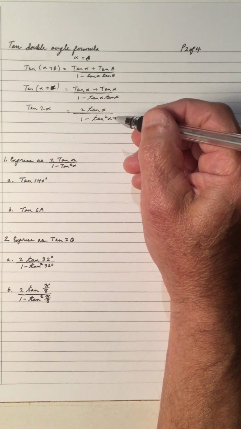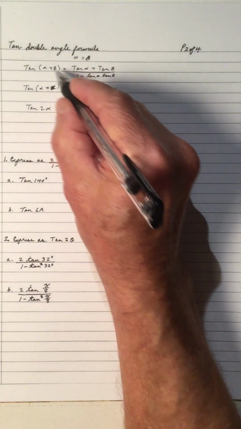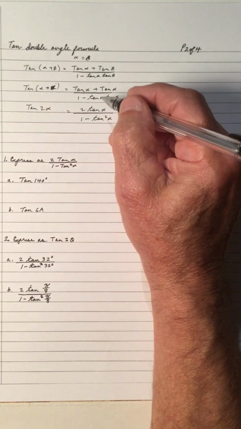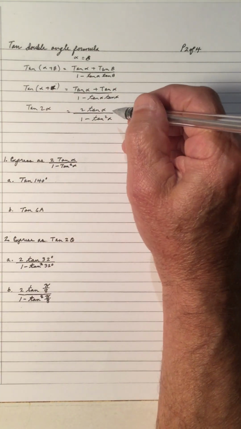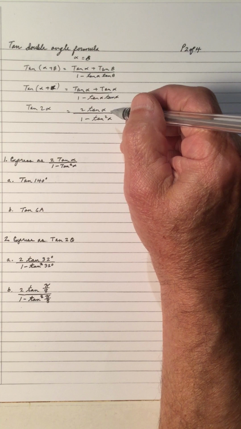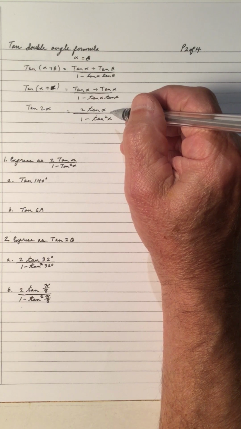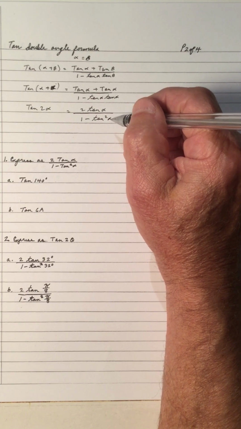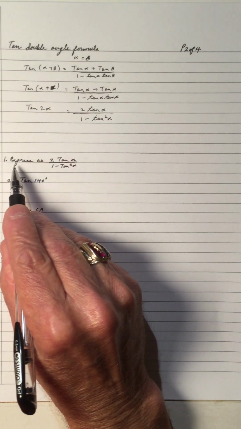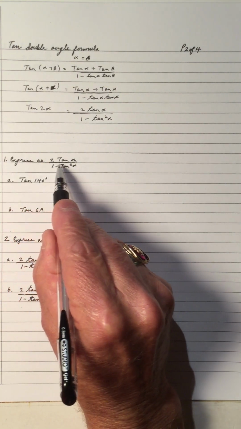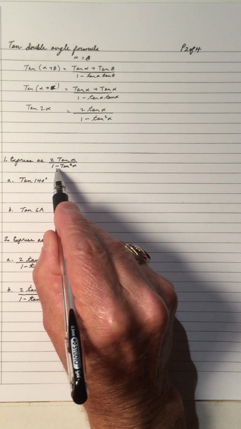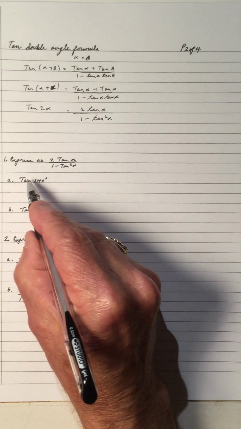And again, I have that memorized, or I derive it, and deriving it helps me to remember it, because if I remember how it's derived, then odds are I won't forget what the formula is. So let's do some extra practice. Express as 2 tan alpha over 1 subtract tan squared alpha.